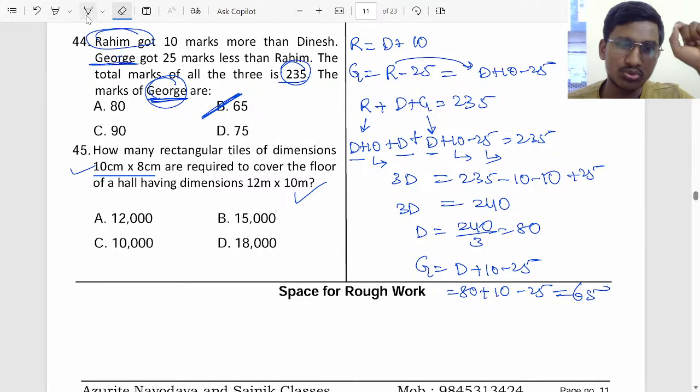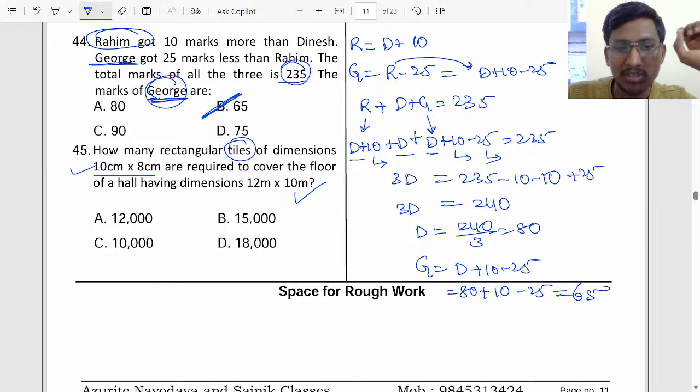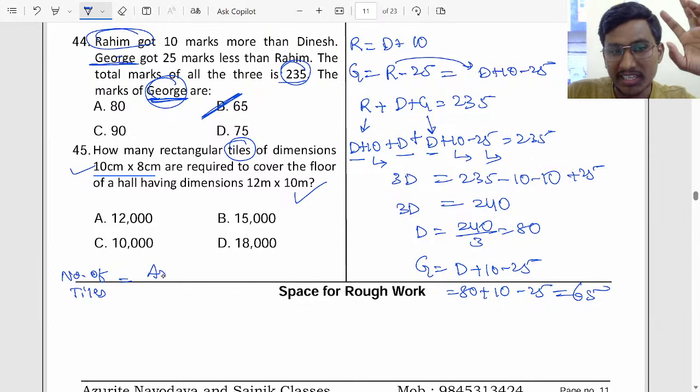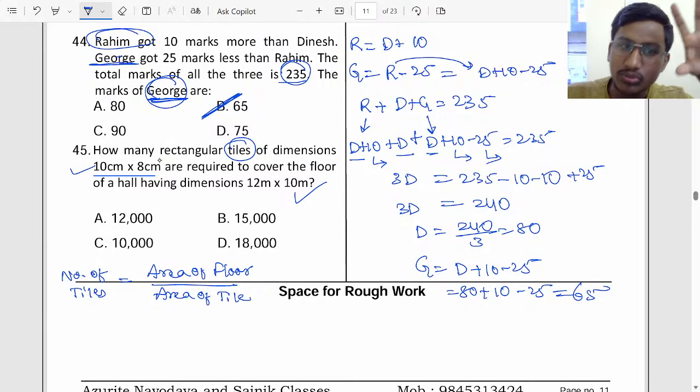So the formula we have to directly remember, as they are asking the number of tiles. So how do we find the number of tiles? We have to divide the area of the floor by the area of the tile.